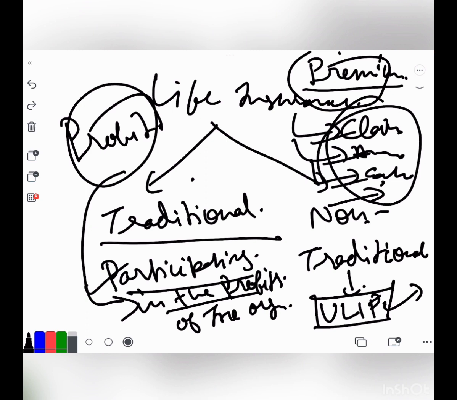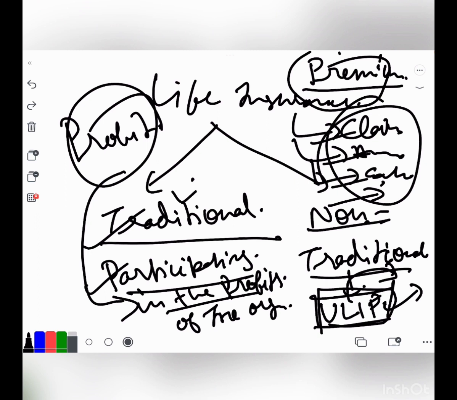So in traditional, bonus is shared, but in non-traditional, bonus is not shared. Whether there is profit or loss, nothing to do with that in ULIPs. In a unit linked insurance plan, the money is invested in the stock market, share market. If the share market becomes zero, then there can be losses also. There can be zero profit also. In traditional participating policies, if there is a profit, it will be given as a bonus. If there is no profit, there will be no bonus.